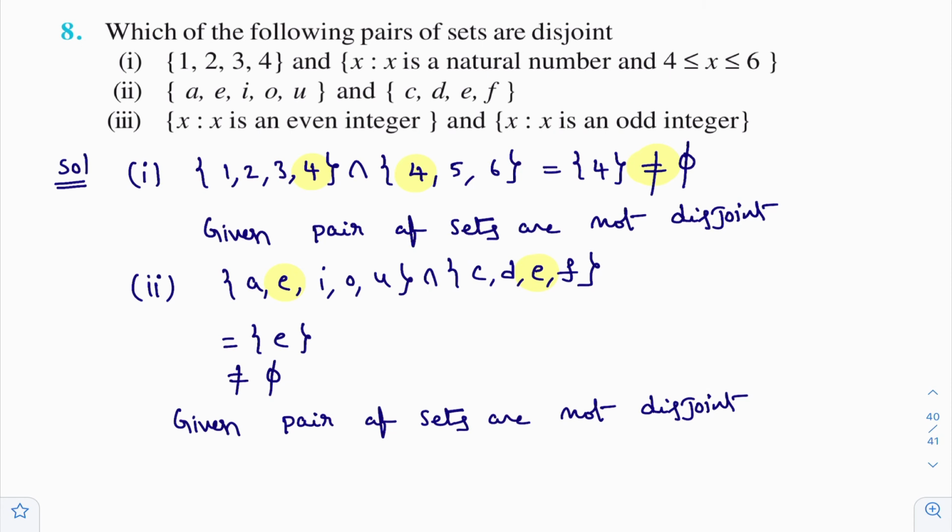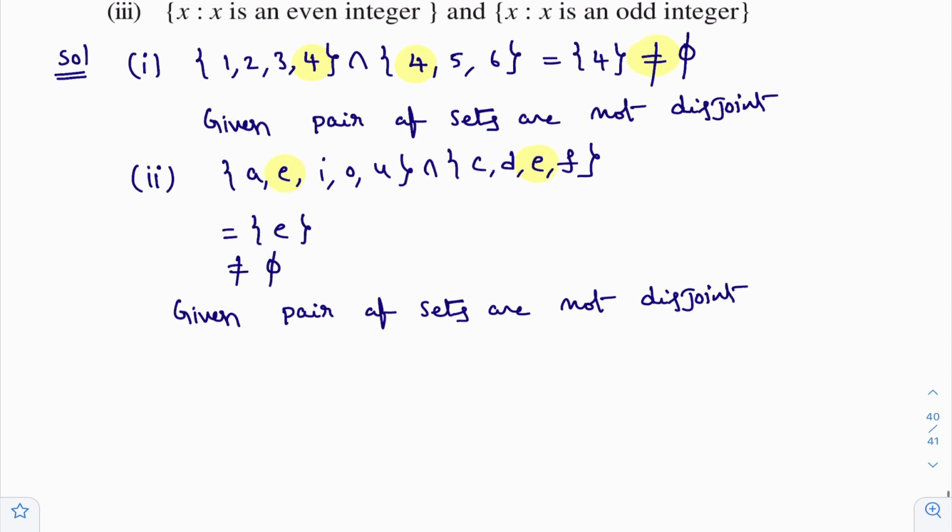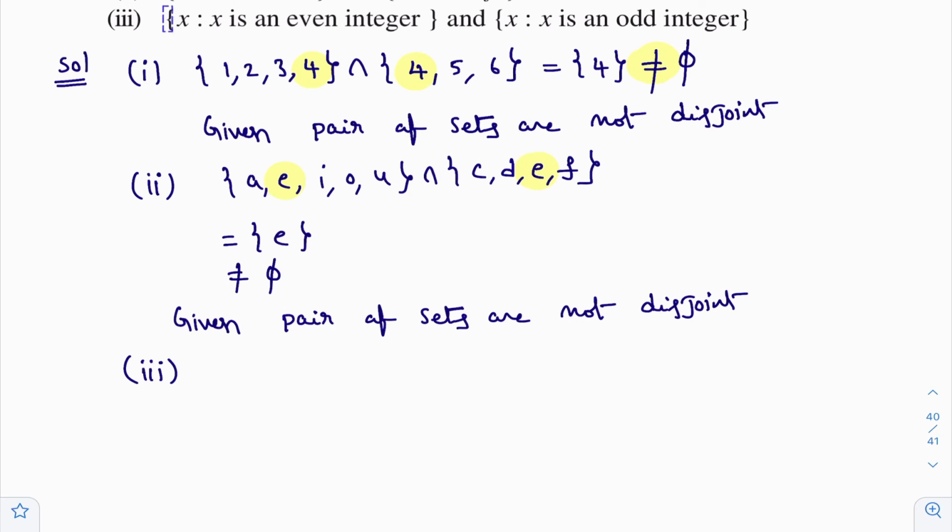Now we'll move to the third bit. What is this third bit? Let's see. Third bit: x is an even integer, x is an odd integer. What are even integers? 2, 4, 6. You observe here, the even integer set is there.